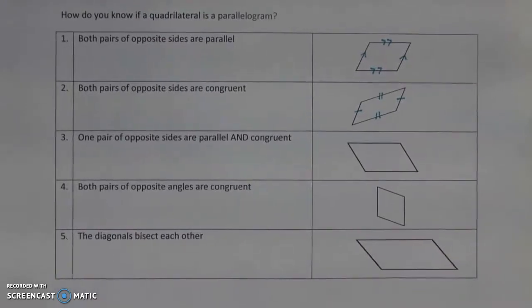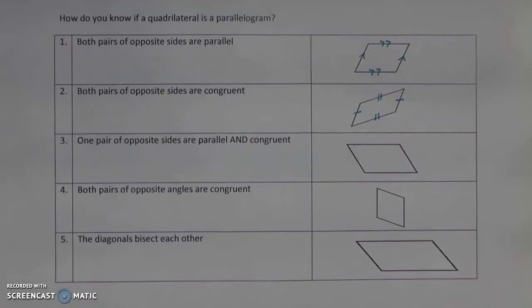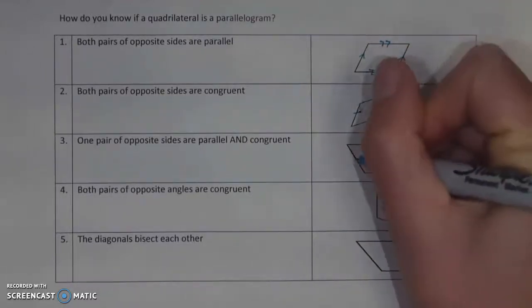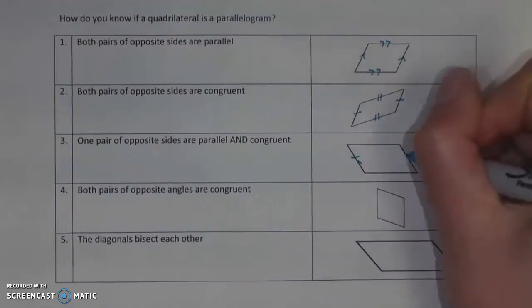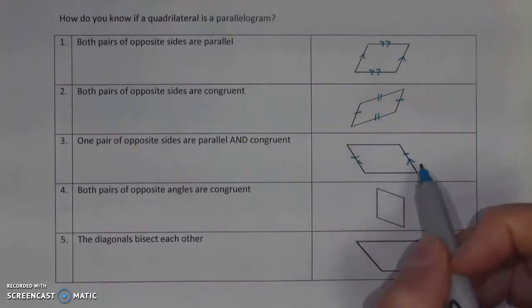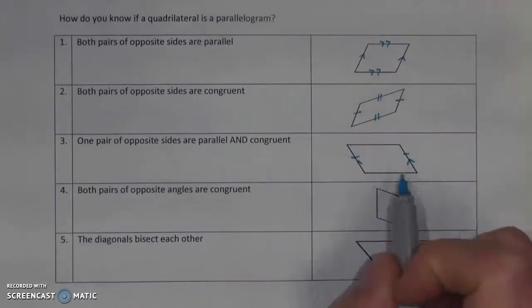If you're like, well, I didn't have any of those markings. Well, what about this? If one pair of opposite sides is parallel and congruent, you could actually say that this is a parallelogram. Now, it doesn't matter which pair. So I could draw this in here and say, hey, look, they're the same length and they're parallel. That means that these would have to be part of a parallelogram.